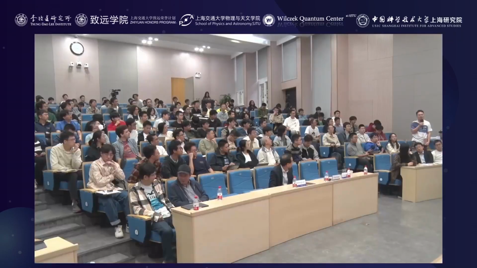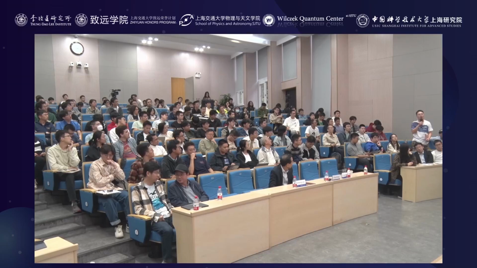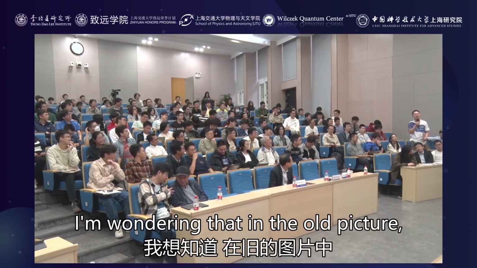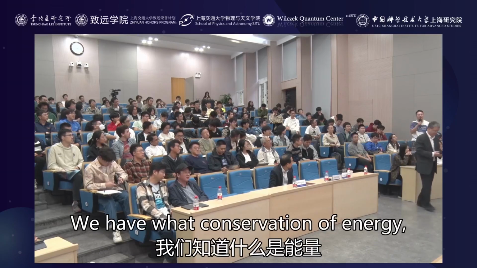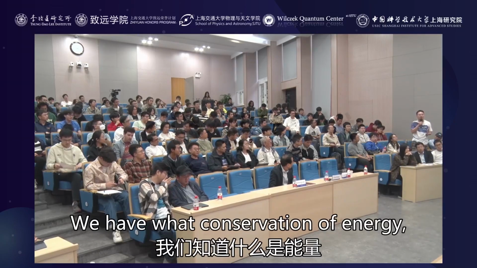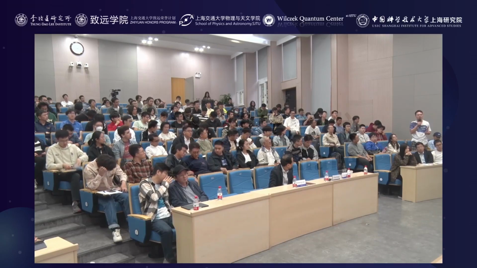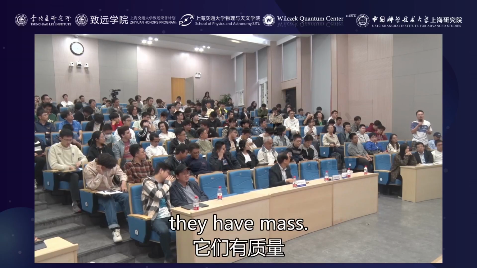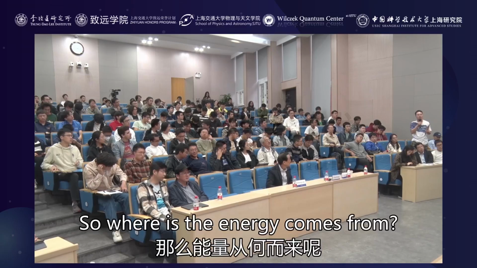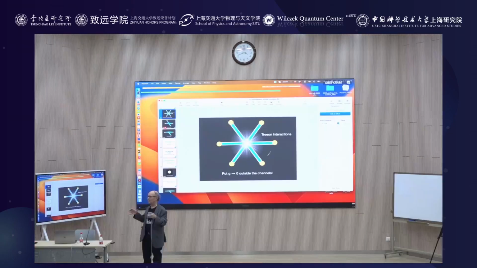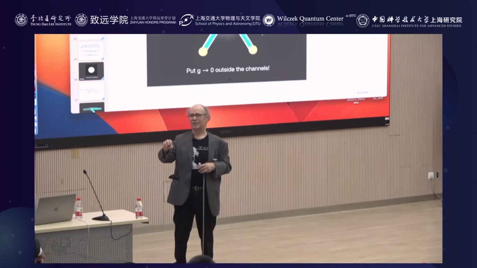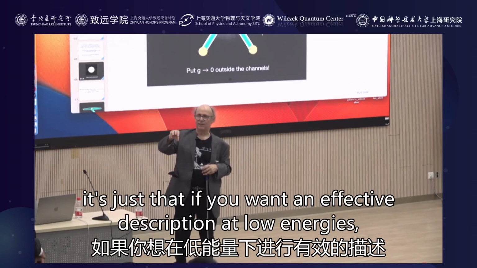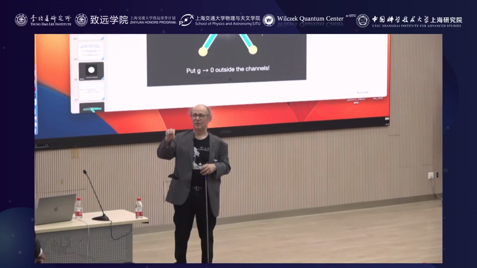What is the mass of the trions compared with quarks? We don't know. I'm wondering, in the old picture we already have conservation of energy without introducing the trions. When you introduce the trions and they have mass, where does the energy come from? Well, the trion is an emergent object that's basically a special kind of clump of gluons. So it's not a separate kind of energy. It's already in the theory. It's just that if you want an effective description at low energies, this is a good thing to focus on.